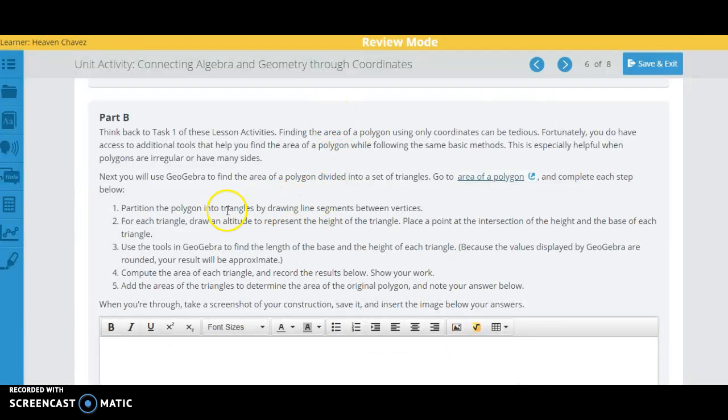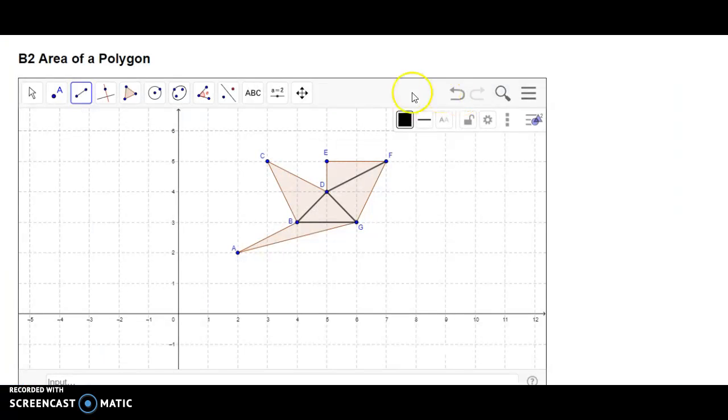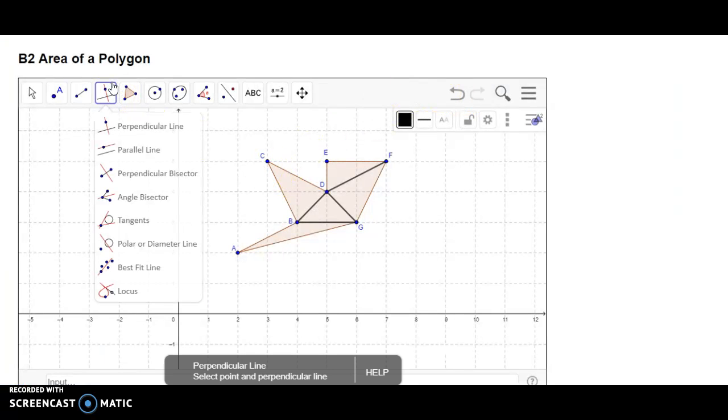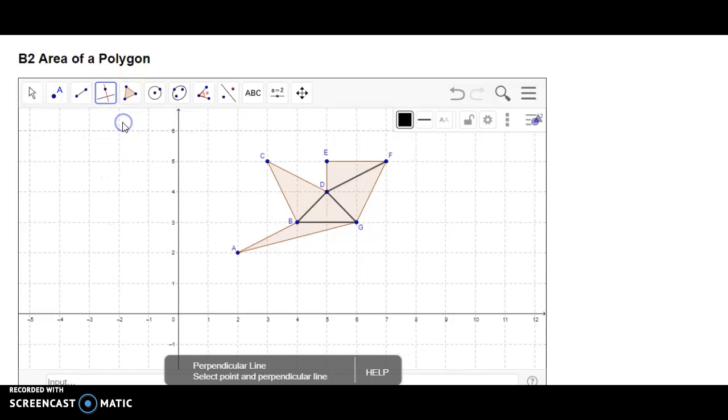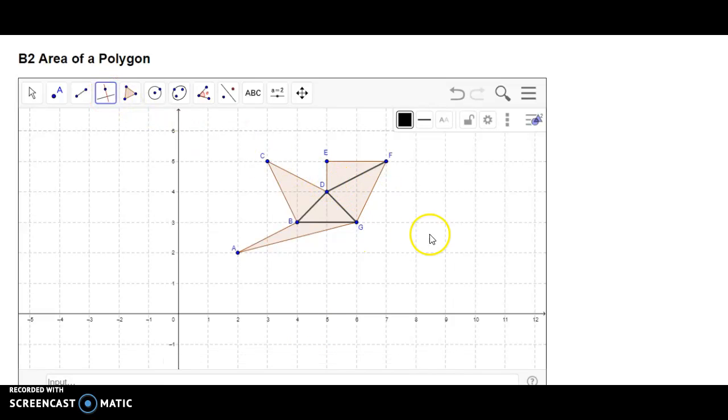Now it says draw an altitude to represent the height of the triangle. Place a point at the intersection of the height and the base of each triangle. An altitude is going to be a perpendicular line right here. It says down here, select point and perpendicular line. So we're going to pick the point C, and we're going to pick BD, and that just made an altitude for us because it's a line that goes straight down to make 90-degree angles right here, and that's what a perpendicular line makes.